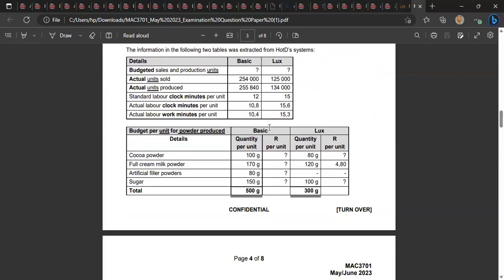So if you look at this here for basic and lax, the cocoa powder, you're given that it's 100 grams. That one is 80 grams. That one is 170 grams. So you need to basically train yourself to maneuver between grams, kgs, tons, liters, milliliters, etc.